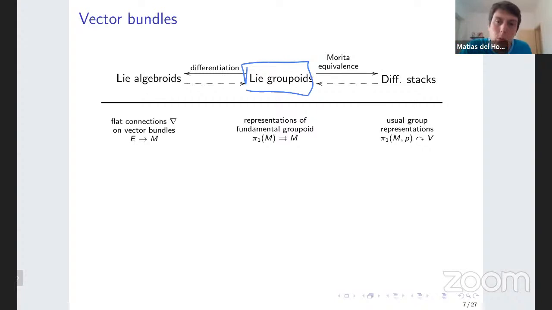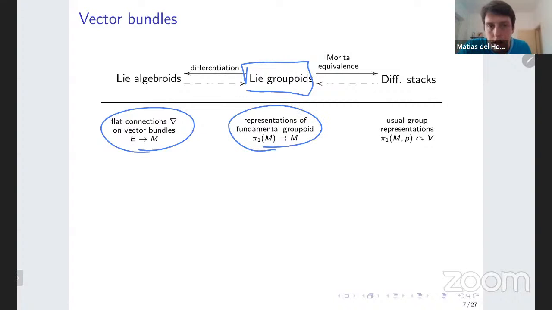Flat connections on vector bundles over a manifold can be seen actually as representations of the tangent bundle. And through differentiation and integration, you can see that they are in one-one correspondence with representations of the fundamental groupoid, which, if M happens to be connected, is Morita equivalent to a group. The underlying stack is just a point with a group of isotropies. We will get into details later, but this is the classifying stack. But at the end of the day, what we are saying here is that flat connections on vector bundles are the same as usual group representations of the fundamental group on a vector space. So you see that this bridge is not just remembering classic math.